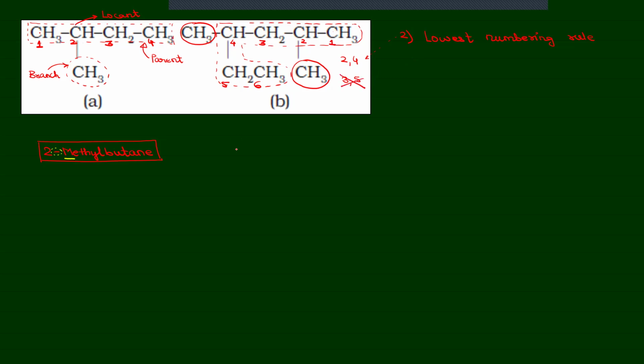And finally, the name would be given as 2, 4. There are 2 methyls on the second and fourth, hence 2, 4. 2 methyl together would be named as dimethyl. And the parent of 6 carbon will be hex with a single bond ane. Hexane. So 2, 4 dimethyl hexane would be the name. Understood? Yes, sir.